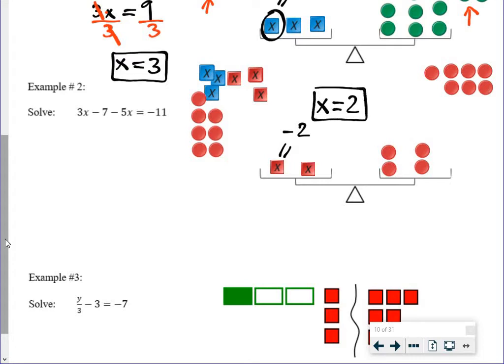Now, if I were to do that symbolically, what I can do to start is combine the 3x and the negative 5x. 3 minus 5 is negative 2, so I have negative 2x. And then I have minus 7 and minus 11 remains on the right. So next we can get rid of this negative 7. So the opposite of subtracting 7 is adding 7. I do that to both sides. 7 minus itself on the left is 0. Negative 2x remains. Negative 11 plus 7 is negative 4.